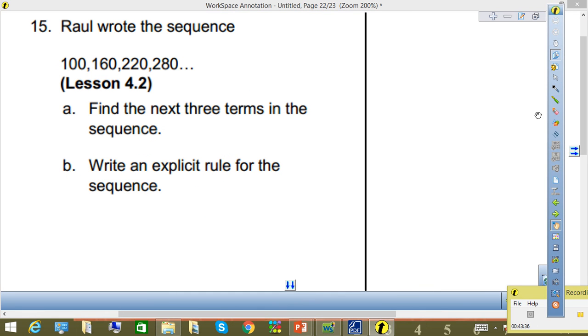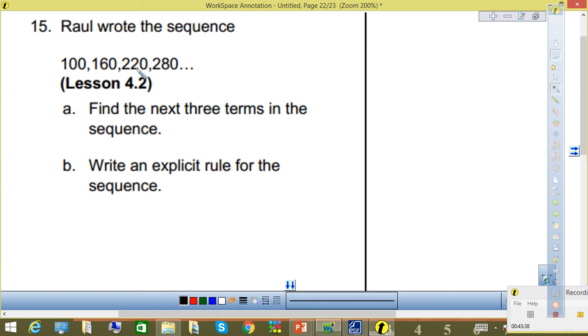Here we go. It says, Raul wrote the sequence 100, 160, 220, 280. Logan, stop that. So, it says, find the next 3 terms in the sequence. So, first of all, what's happening from here to here and here and here? They're adding 60. So if they're adding 60, this is an arithmetic sequence, which means the 60 becomes our letter d for the difference, right?